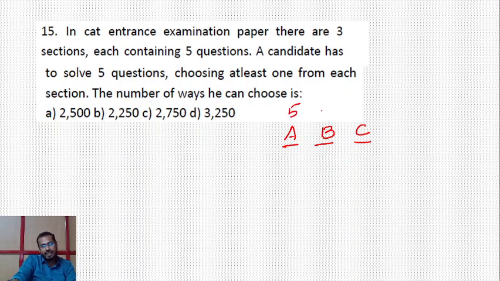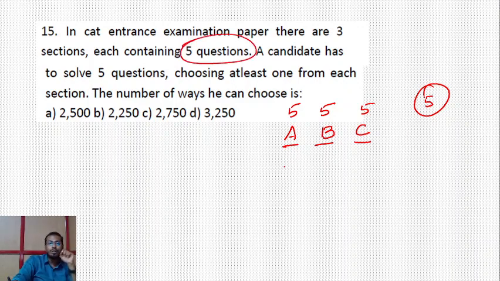So each section we need to write 5 questions, correct? Okay. So there is a condition: only 5 questions need to be completed. 5 questions is enough. But how to choose the 5 questions? You need to attempt at least 1 question from each.